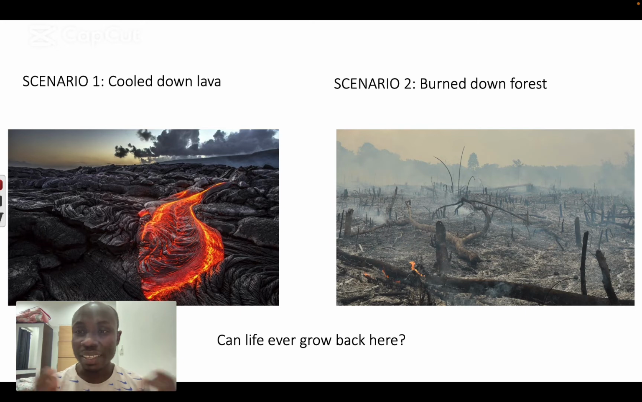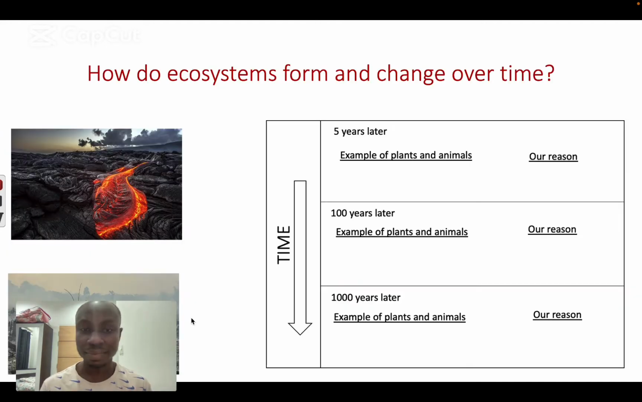So let's start with these pictures. We have two scenarios. Number one is a cooled down lava, and number two is a burned forest. The forest has been burned down, and the plants and animals that live there are all gone. So my question to you is, do you think life can ever grow back here in scenario 1 and 2? If you think yes, you are right.